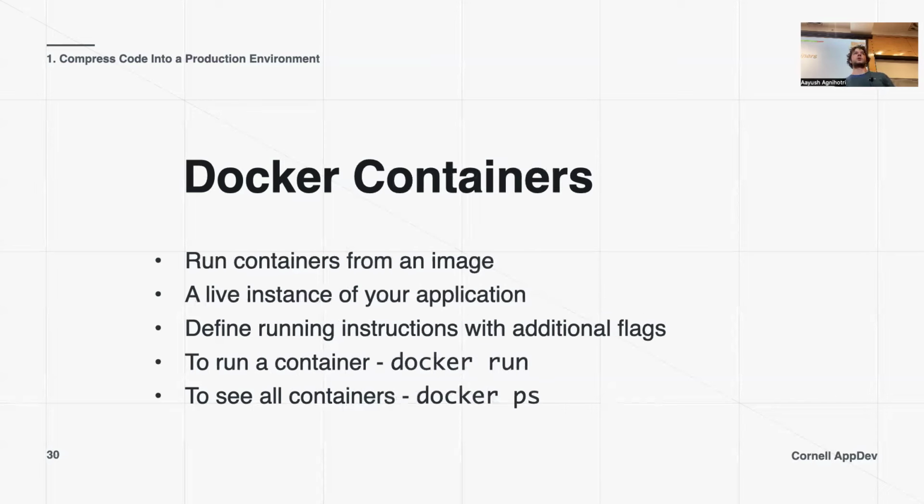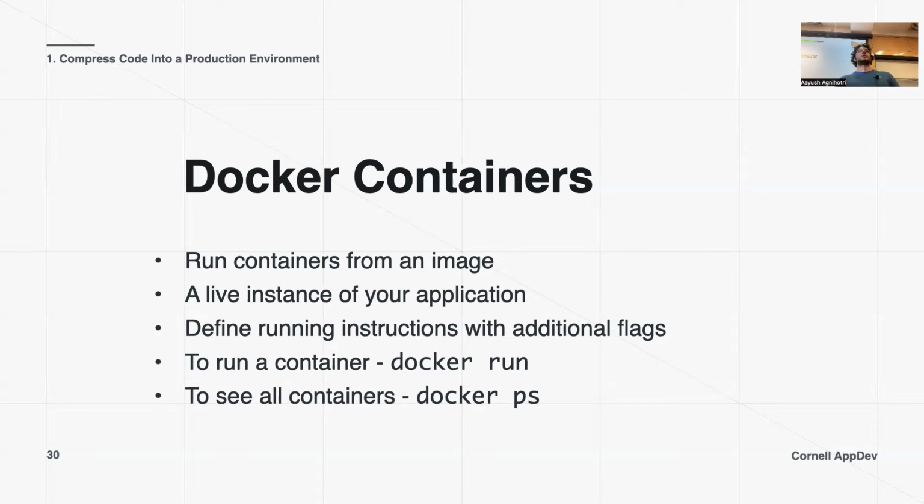Docker containers are a little bit different from images. You run a container from an image, and what this basically means is that it's a live instance of your app. You define running instructions with additional flags. To run a container, you just do docker run, and to see containers, you do docker ps.